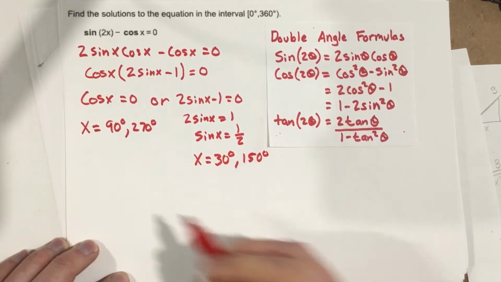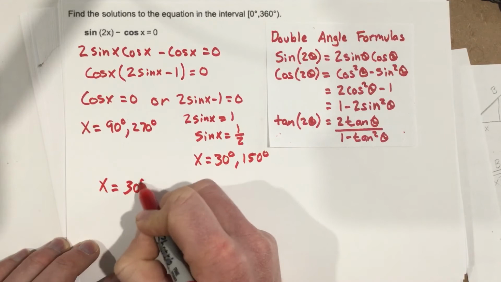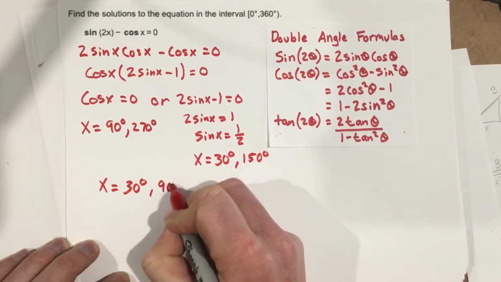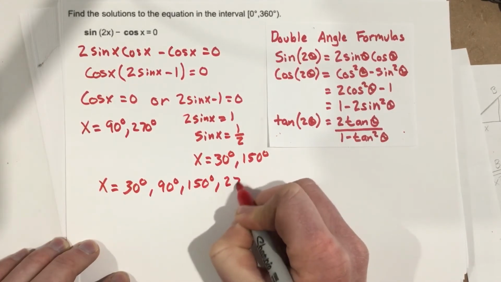So my solutions, if I'm talking degrees, if I write them in order, would be 30 degrees, 90 degrees, 150 degrees, or 270 degrees.